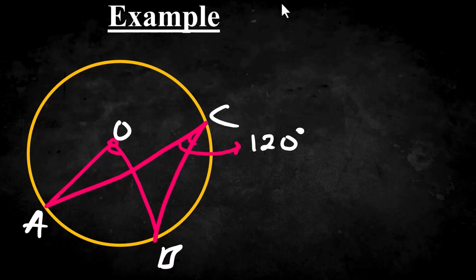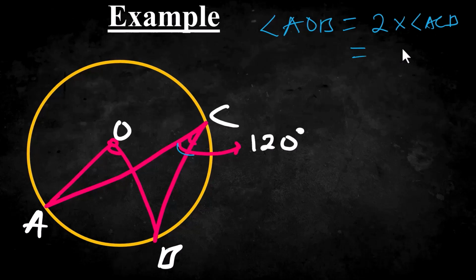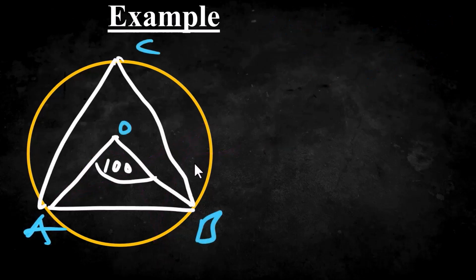So same thing, angle AOB is 2 times angle ACB. So this is ACB. And what is ACB? ACB is 120. So 2 times 120, that will be 240 degrees. So AOB is now 240. Remember, when this side is given, we should be able to solve this by dividing this side by 2. Now let's talk about the next example.